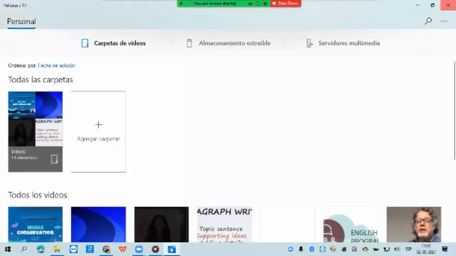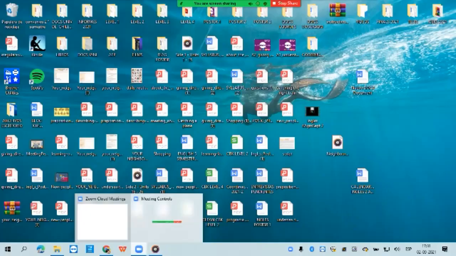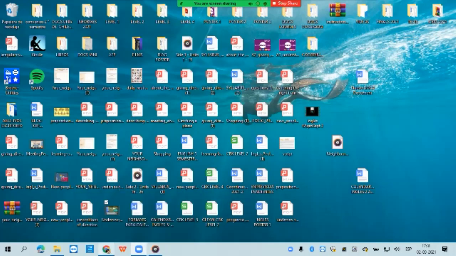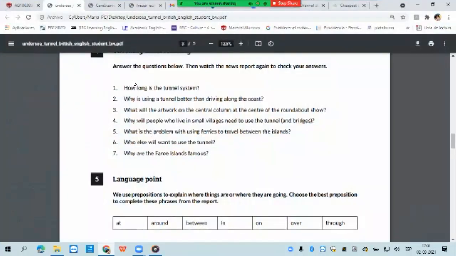Okay, any other opinion about the tunnel? I would like to know what this dance is. Yeah, I have no idea about the name of the dance, but it looks nice at least, yeah? Okay.